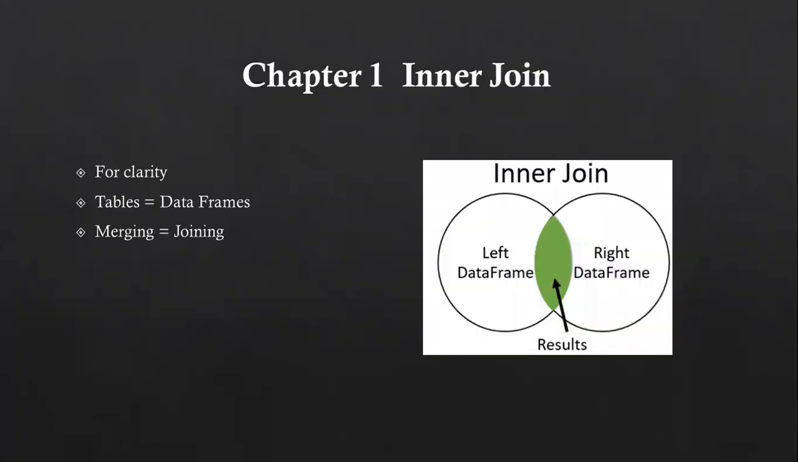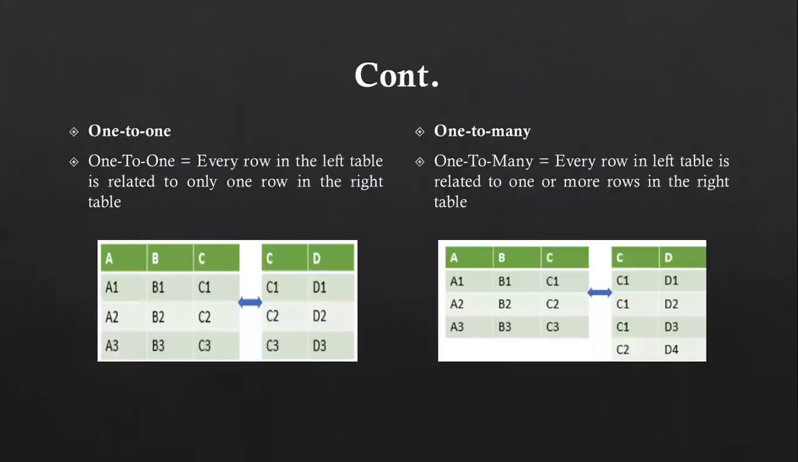In chapter 1, which is inner join, there is, for clarity, tables, data frames, merging, joining. There are one-to-one and one-to-many joinings. In one-to-one, every row in the left table is related to only one row in the right table. In one-to-many, every row in the left table is related to one or more rows in the right table, and these two are the examples of one-to-one and one-to-many.